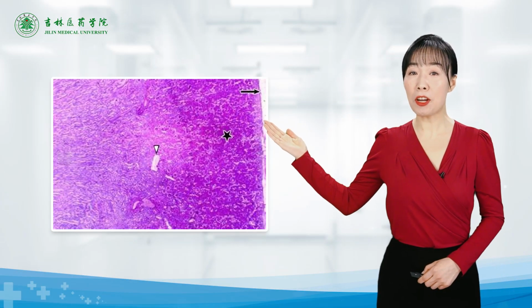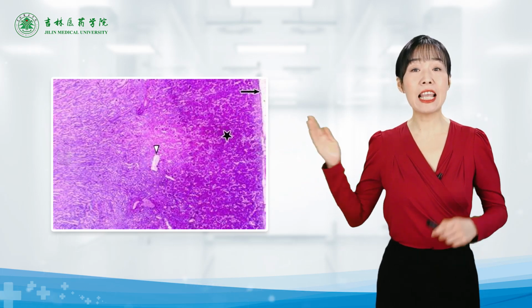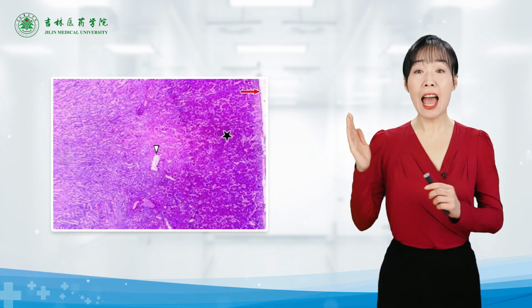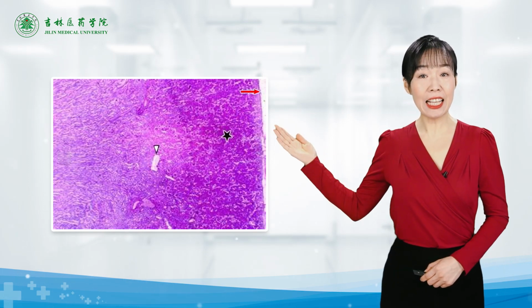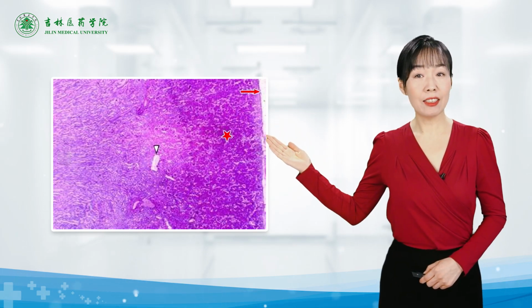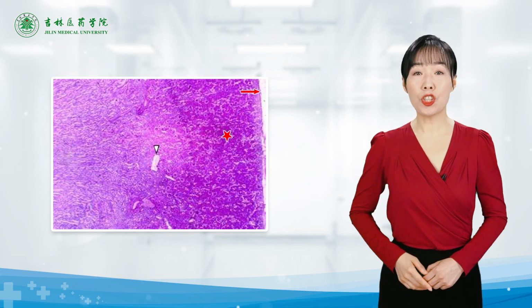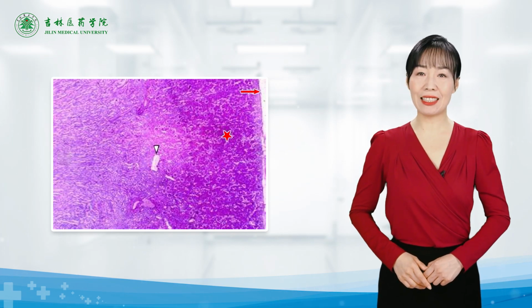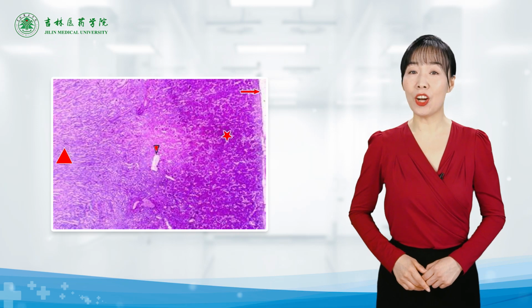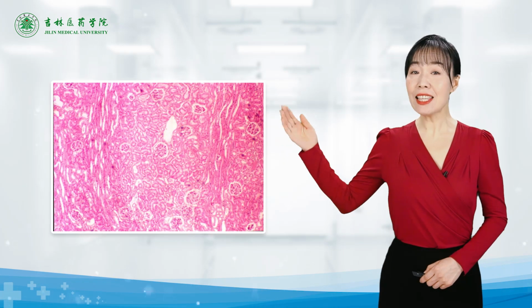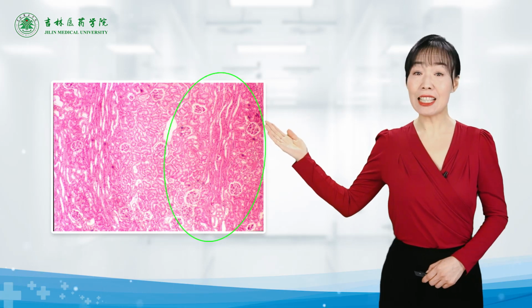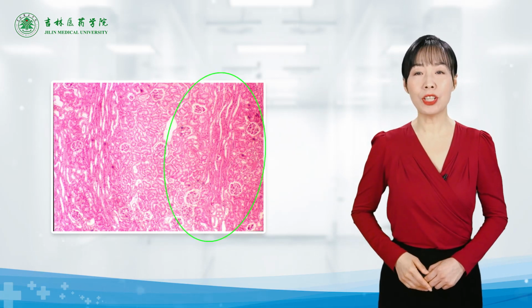This is a light micrograph of the kidney stained by HE. The arrow indicates the renal capsule. The star indicates the cortex. The red arrowhead shows the renal pyramid. The white arrowhead shows the blood vessel. This is the cortex. The circle shows one renal lobule.